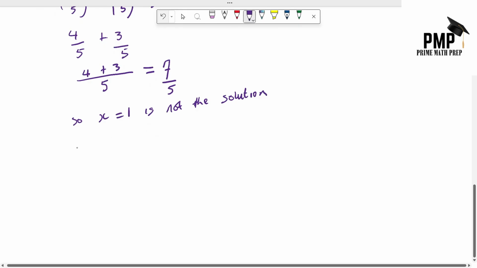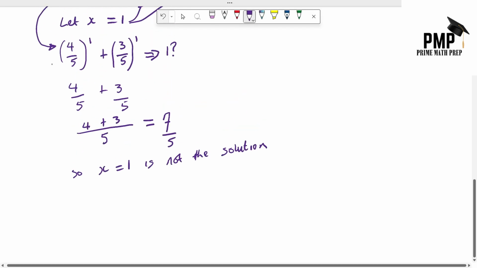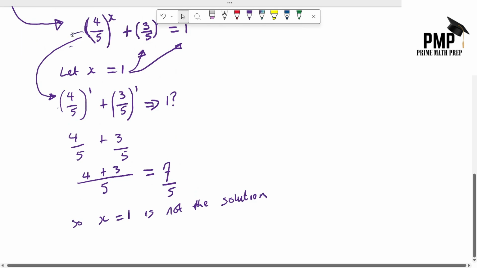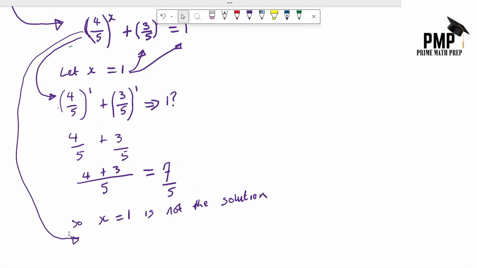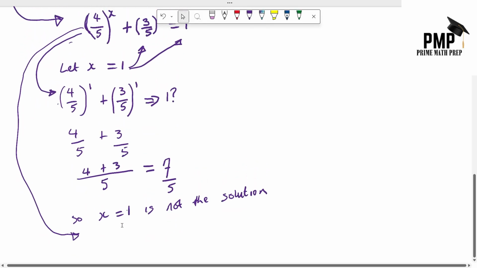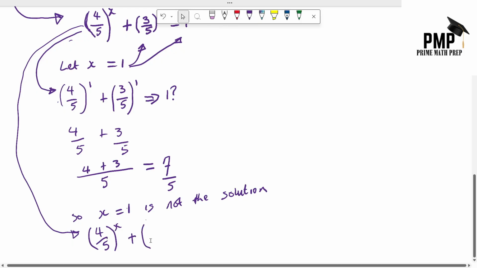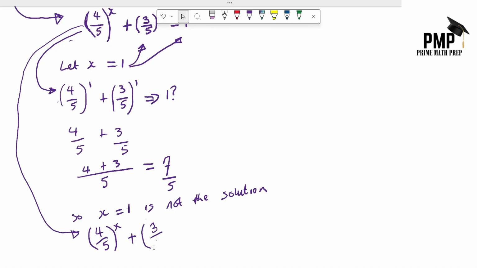What we are doing is that we keep on substituting x with an integer until we get the one that will make this equation equal to 1. So let's bring down our equation again before I get lost. This is 4 over 5 power x plus 3 over 5 power x equal to 1.